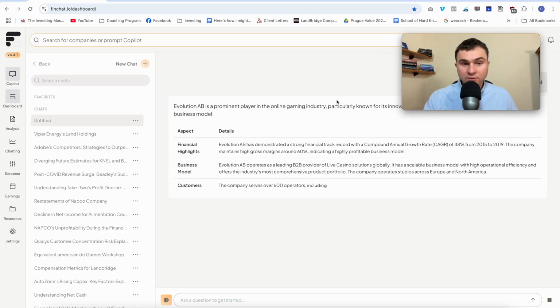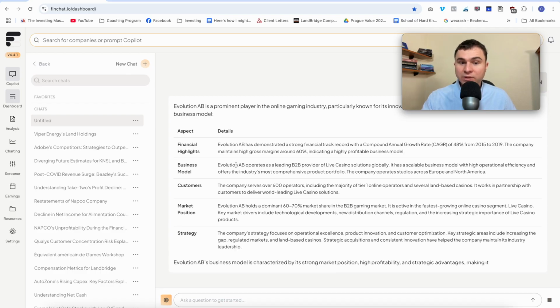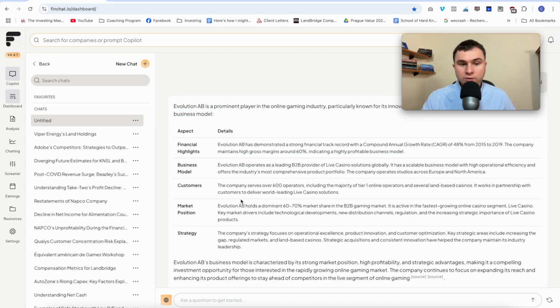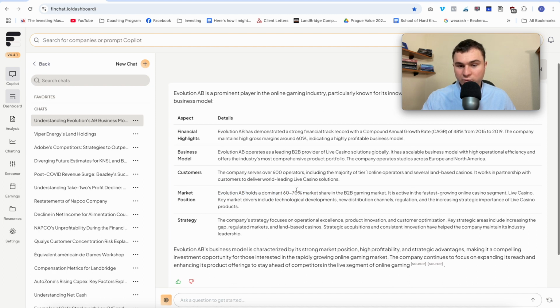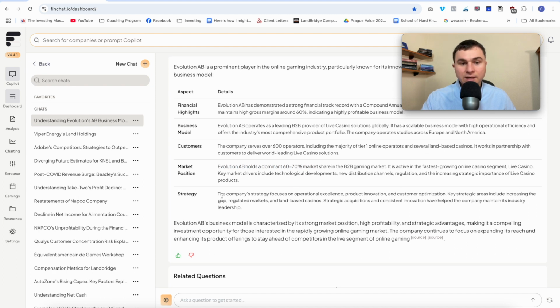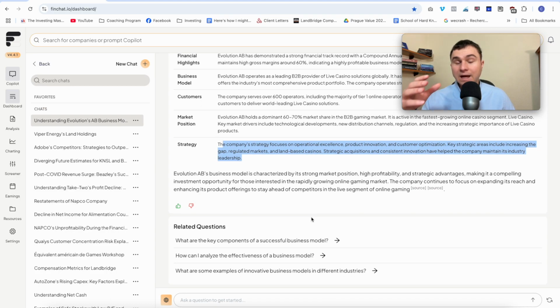So look at this. Financial highlights, the business model, it's B2B, who are the customers, what is the market position. So we have a market position of 70%, it's almost a monopoly. And what is the strategy of the business model. So that's it. And additionally, it's smart. So it can ask other questions when you are done. What are the key components of a successful business model? How can I analyze the effectiveness of a business model?